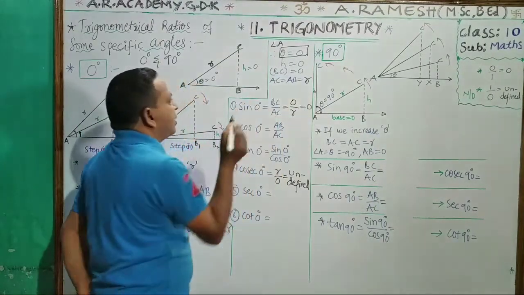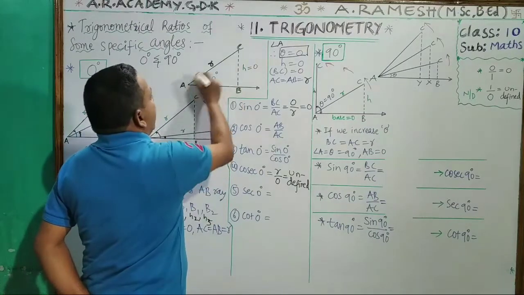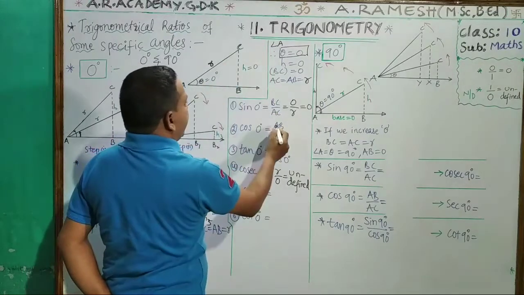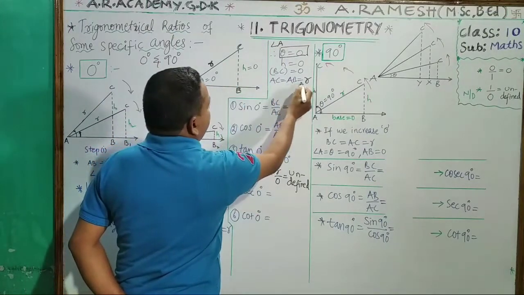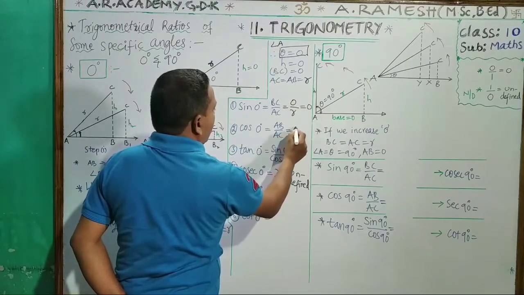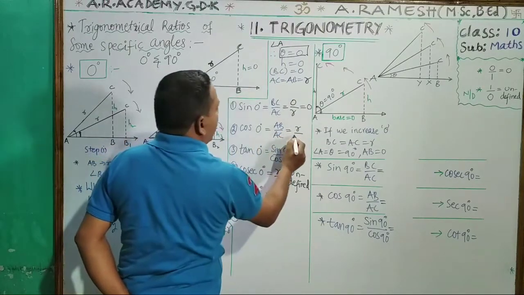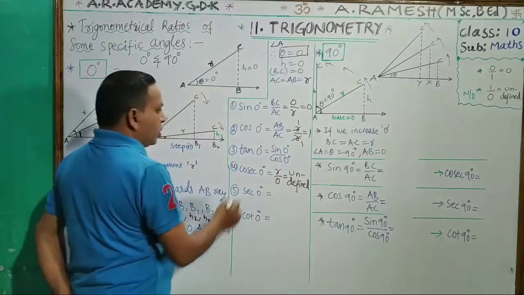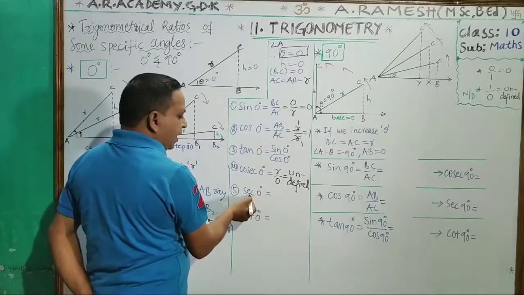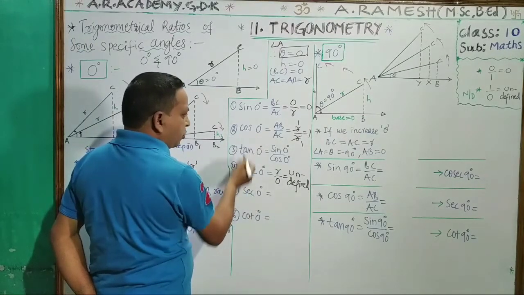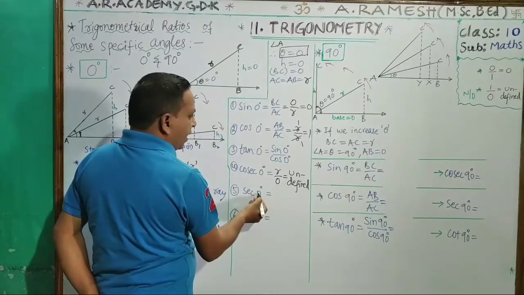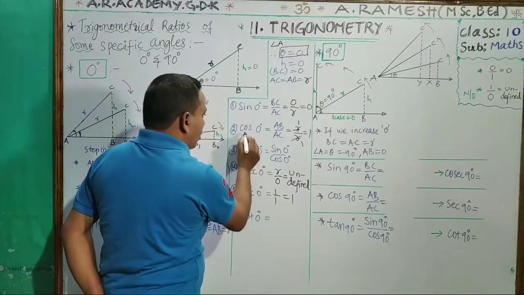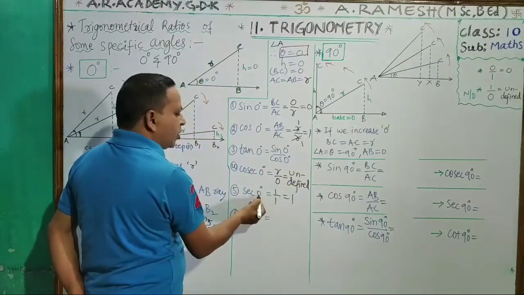Next, cos 0. What is the formula? Base by hypotenuse. Base AB by hypotenuse AC. AB is equal to AC, equal to R. So R by R, which is 1. The reciprocal of cos theta is sec theta. So for sec 0, 1 by 1 is again 1. Cos 0 value is 1, and sec 0 value is also 1.